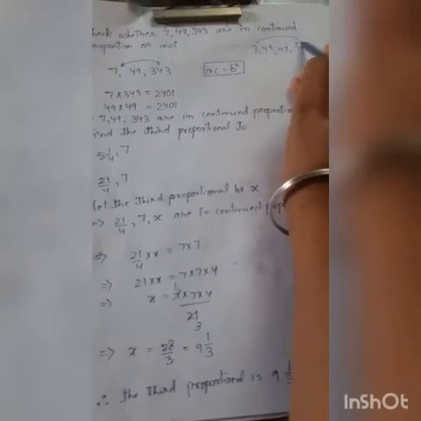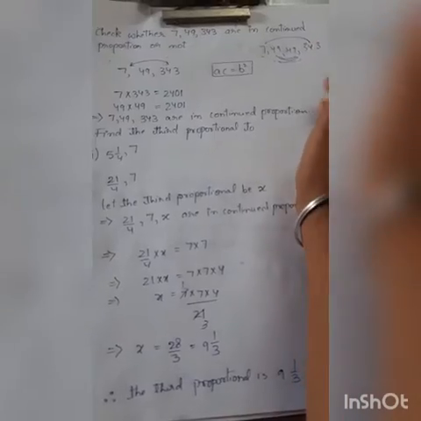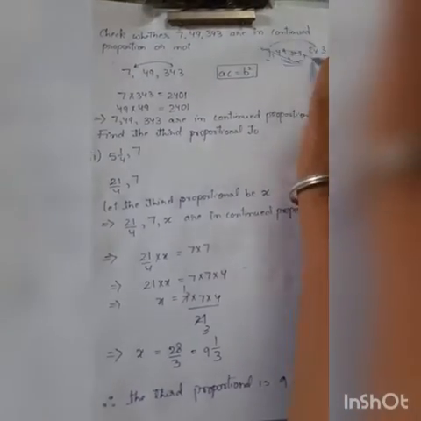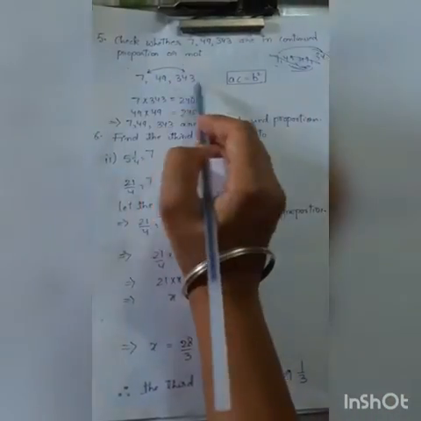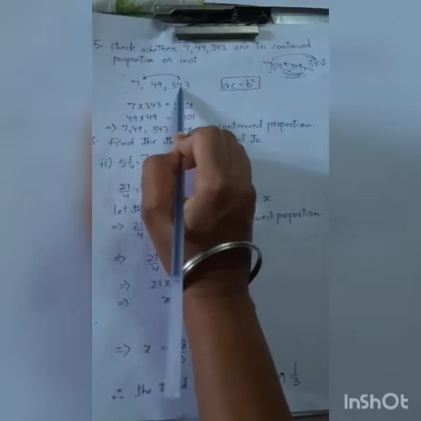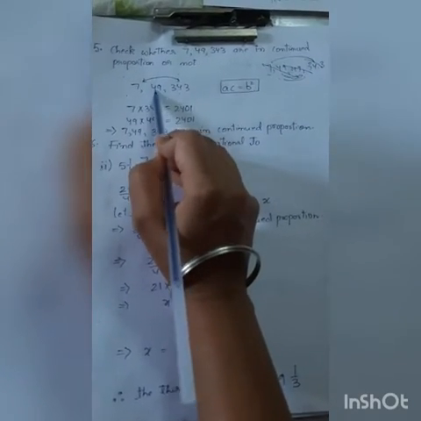In this, I can do the product of extremes, 7 into 343, and the product of means, 49 into 49. This way I will remember. In a way you have to repeat the middle term twice. So anyways, this was my question. A, B, C. So the product of A and C should be equal to B square, meaning 49 into 49.